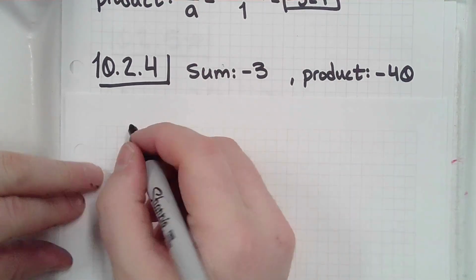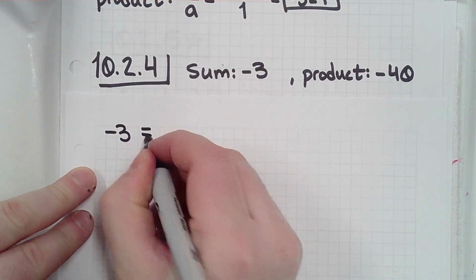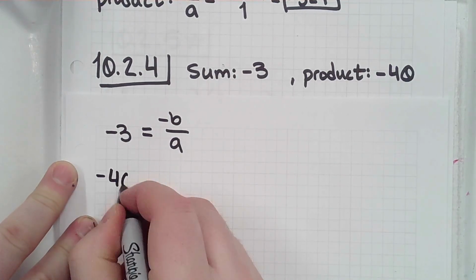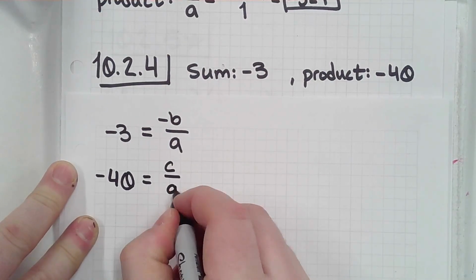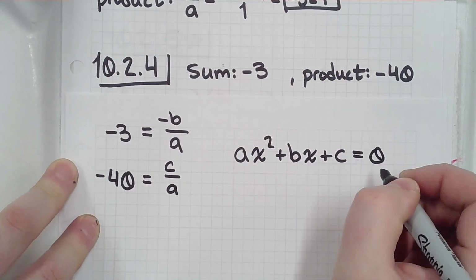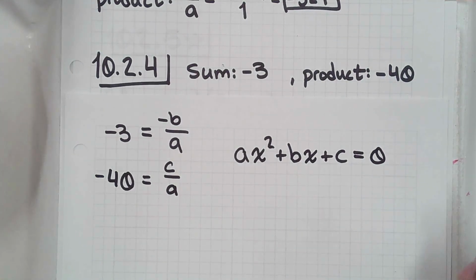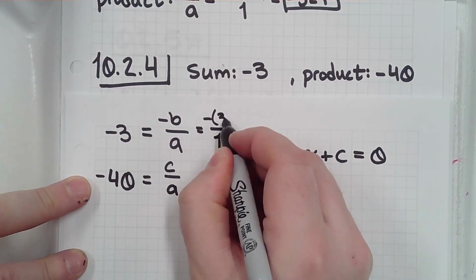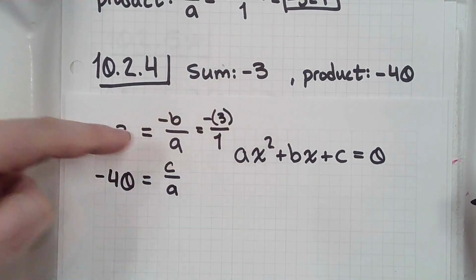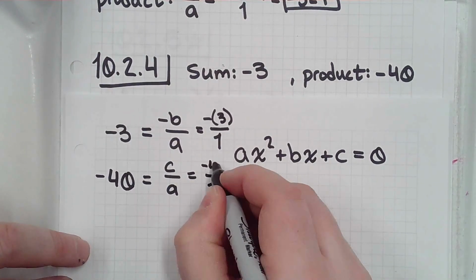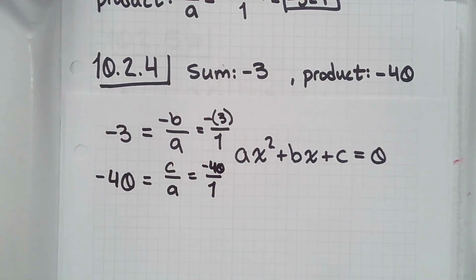So if I know my sum is negative 3, and I know the sum always is negative b over a, and I know my product is negative 40, and that's always c over a, and I'm looking for a quadratic, right? That's going to look something like this. Well, it looks to me like we could make a 1 and b could be 3, and that'll get us negative 3. And we could make a 1 and c be negative 40. And that would get us negative 40 here.